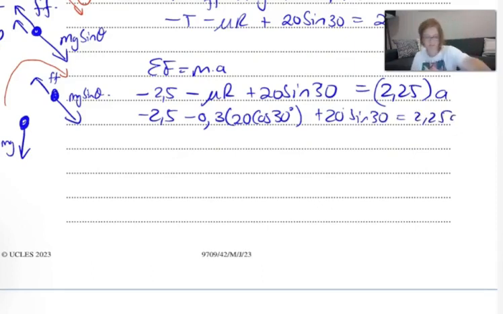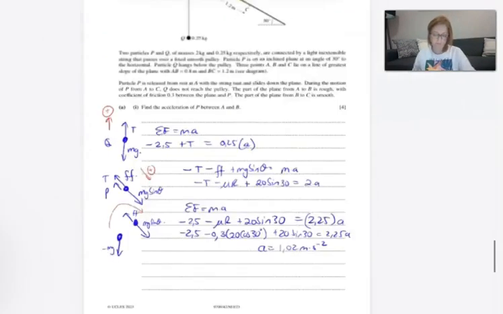Okay, so let's see what we get here. So minus 2.5 minus 0.3 times 20 times cos of 30 plus 20 times sine 30, and then divided by 2.25. That gives you an answer of 1.02 meters per second squared. Okay, and that is the correct answer. So I probably didn't have to do those two equations initially, just the third one.